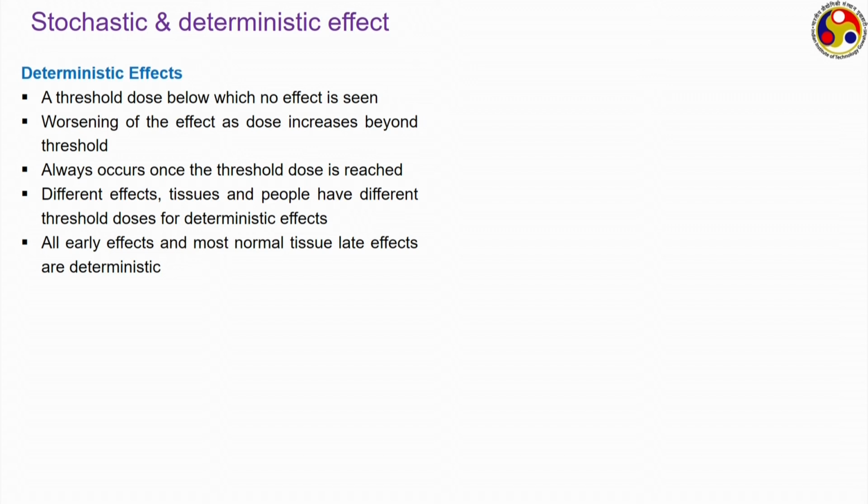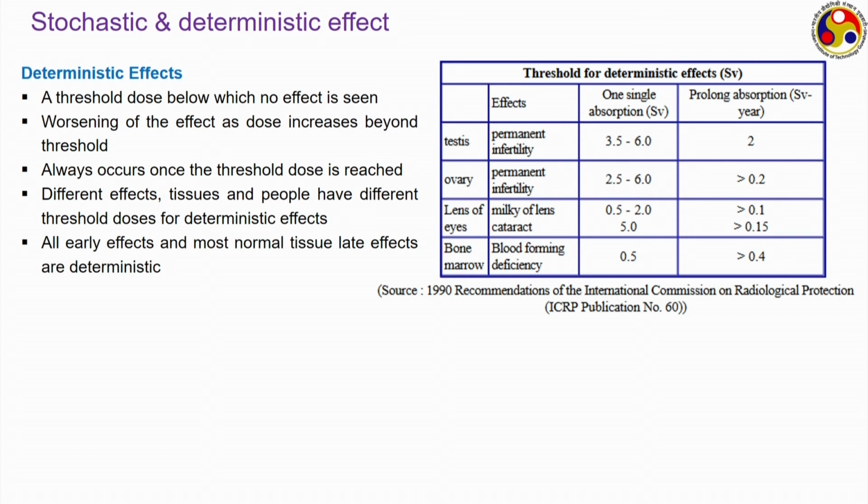Any early effect, as I have mentioned, and most of the normal tissue late effects are deterministic or non-stochastic in nature. These are some typical threshold values corresponding to the deterministic effect. Generally, the genital organs are the most affected by radiation. As you can see here, when the testis is subjected to a single absorbed dose of 3.5 to 6 Sv, which is quite high, or a prolonged absorption of 2 Sv per year, that will lead to permanent infertility.